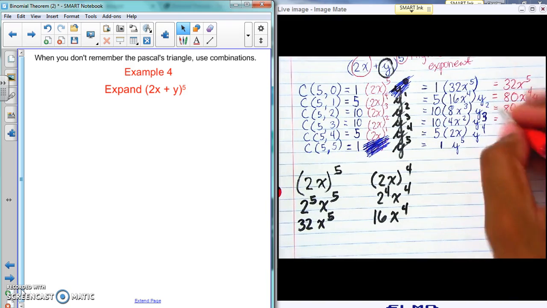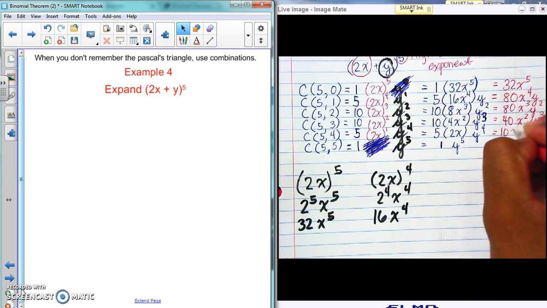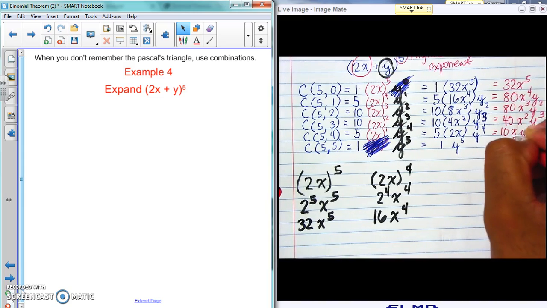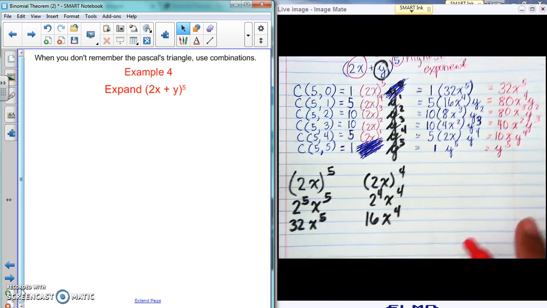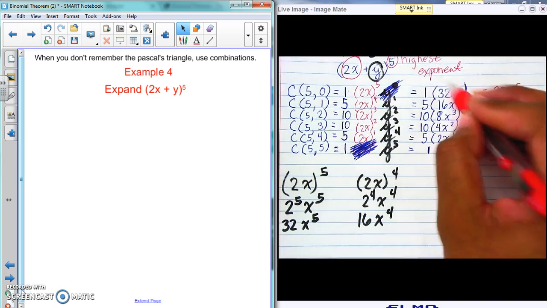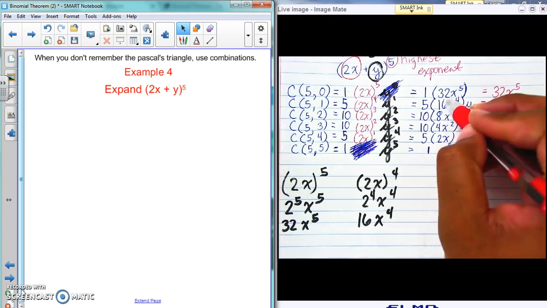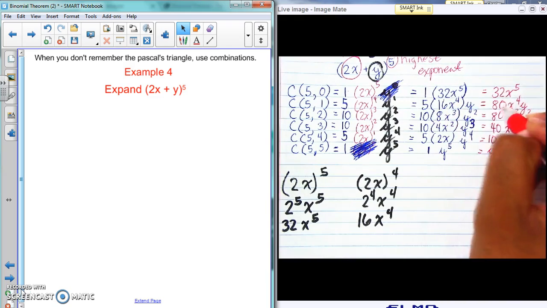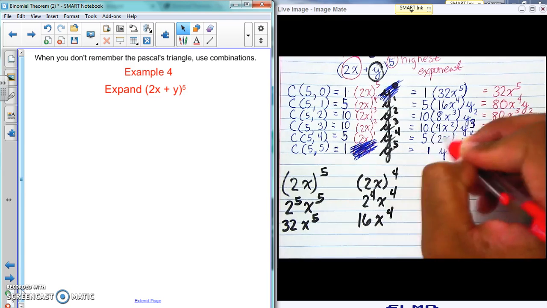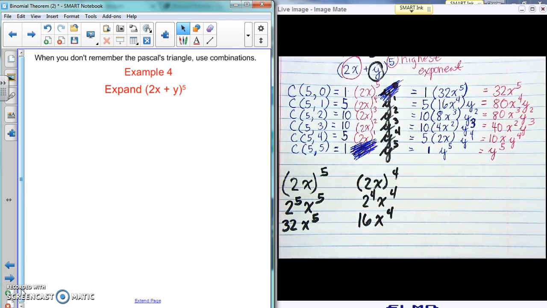2 times 5 is 10 x y to the 4th. And then that gives you just y. Now with that, again, take your time through each one of these. And if you looked at it again, this was multiplied together to give you 32. These two were multiplied together to give you 80. That gave you 80. This gave you 40. This gave you 10. And nothing happens with the exponents because you can't add them.